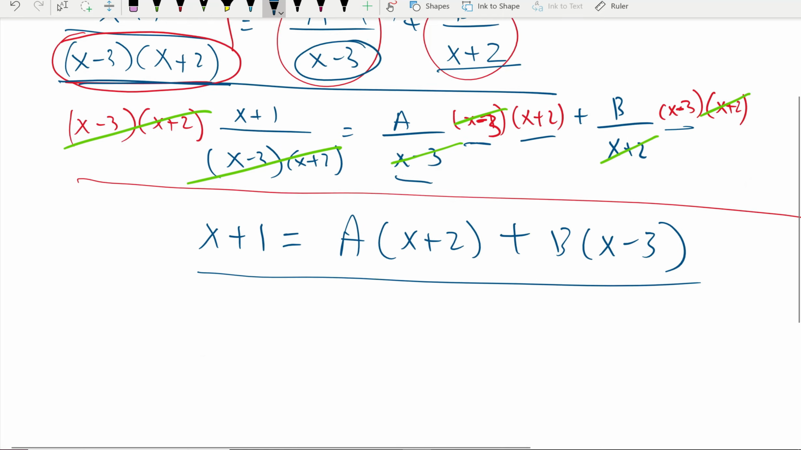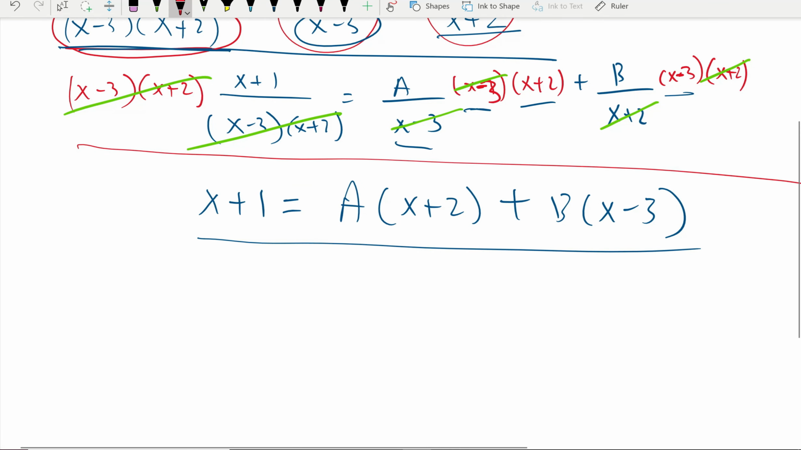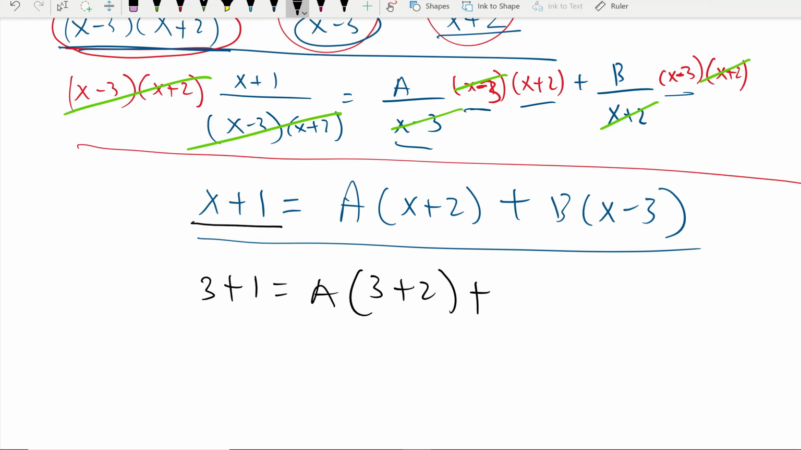All right. So now what you're going to do here is use magic numbers. Yes, I would like to call them magic numbers. I want to find A and B. The beauty of method 1 is, let's try to find A. To find A, I'm going to substitute certain values for X, replacing X by certain numbers. But these numbers are magical. I'm going to substitute 3 for X. Guess what happens? With 3 for X, here we have 3 plus 1, A times 3 plus 2. Guess what happens here?